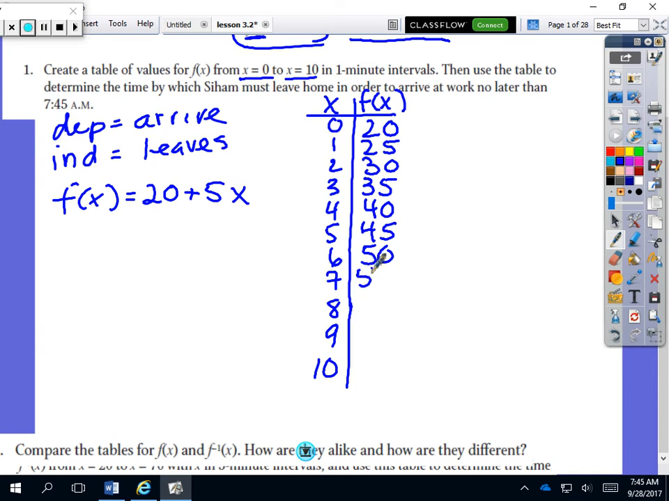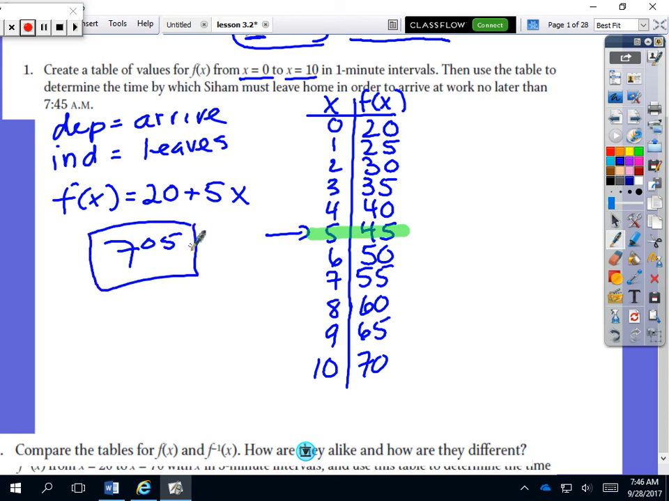So at 7, it's 55 minutes, 60, 65, 70. So if she leaves real late, she's going to get to work after 8 o'clock. So if she has to be to work by no later than 7:45, she can't leave any later than 5 minutes after 7. So the answer to the question would be, if we look at the arrive time of 7:45, the leave time would be 5 minutes. So 7:05 is when she can leave and still get there on time.